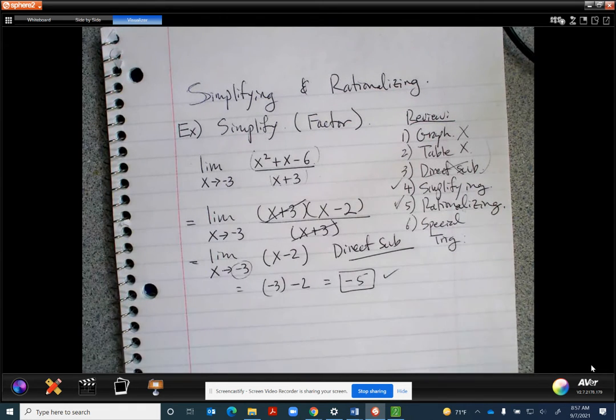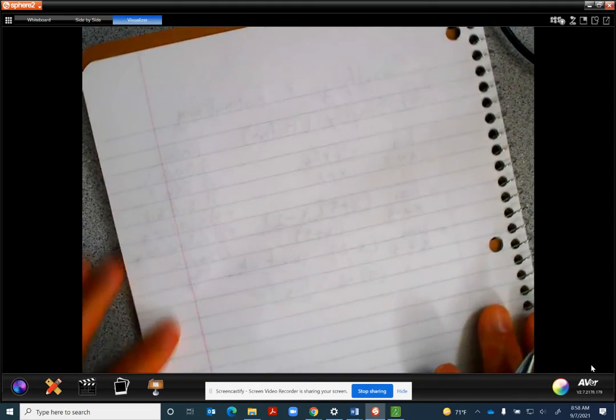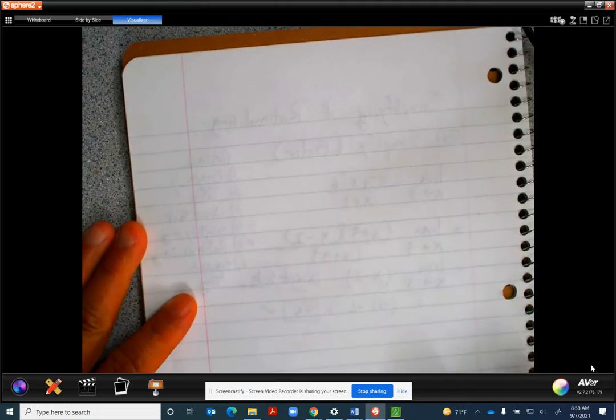The second part, however, is pretty difficult. That part is kind of hard. You guys ready for that part? Okay, here we go. Anybody need more time with this? All right, we're going to move on. Now this is called rationalizing.